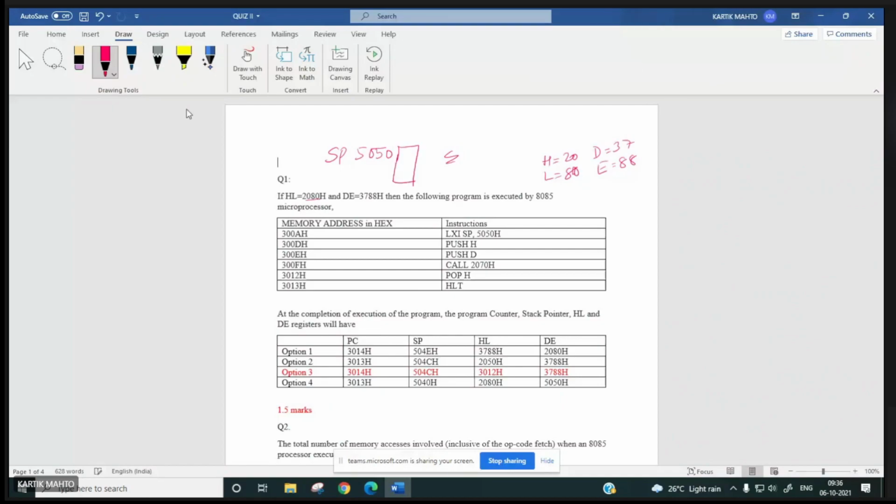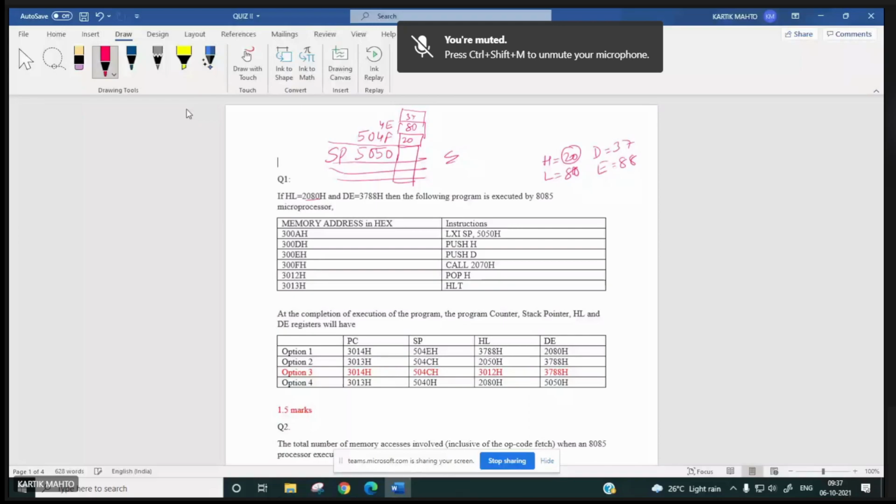Now push H. So what will happen? In 504F, H will be pushed. So what is the H? It is 20. Then L will be pushed at 4E, 80. Then push D. So D 37 will be over here, and over this E will be there, 88.